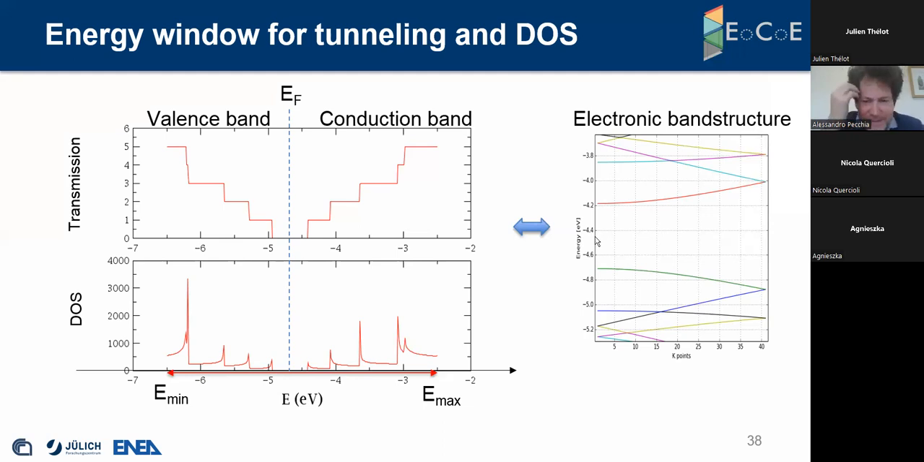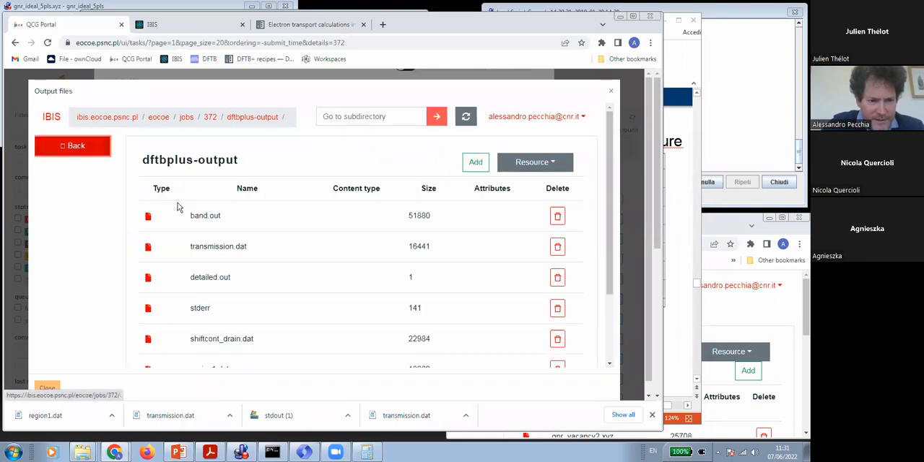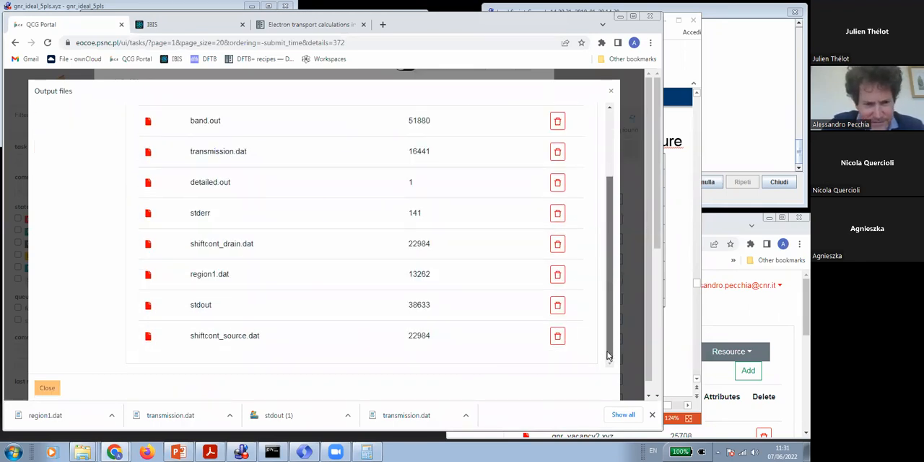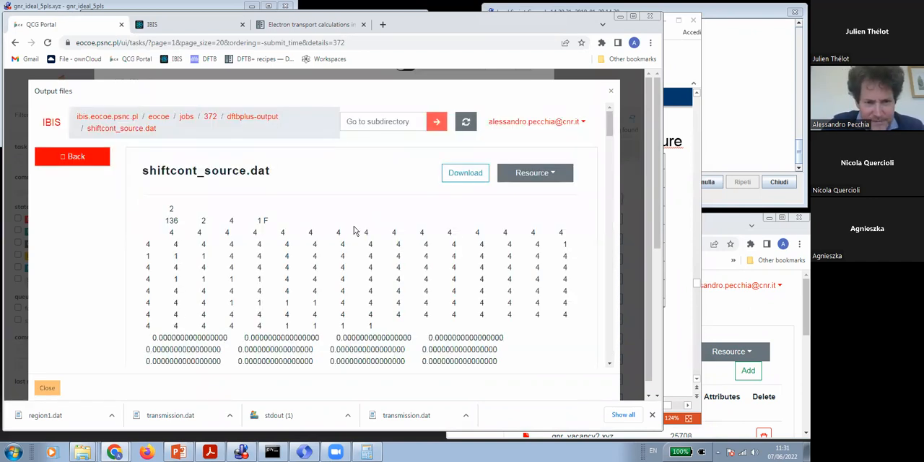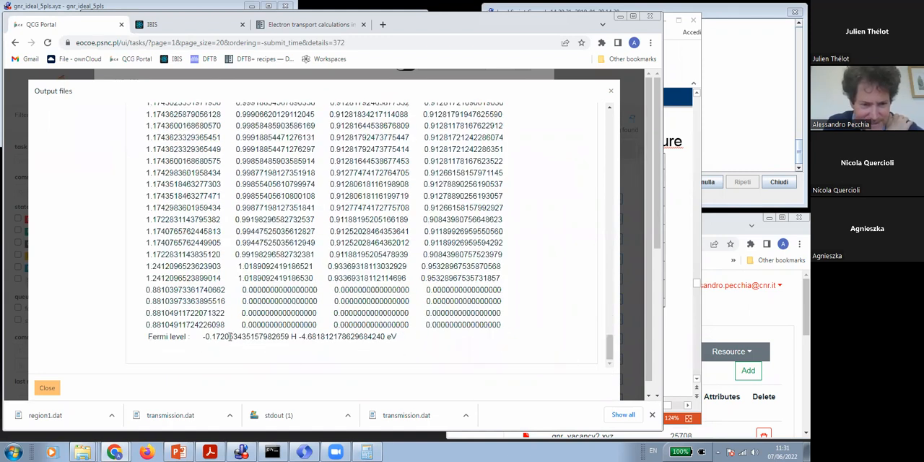Actually, this would be a number that comes out from the contact calculation itself. In fact, if you are patient enough, you could download the shift cont drain or shift cont source. For instance, let's have a look at shift cont source. Actually, this is shown in the window. And if you scroll down to the very end, you see that it also gives you the Fermi level. Okay, this is in Rydberg, in eV is minus 4.68, whatever. And this is the mid-gap Fermi level. These numbers are actually read later on by the FTB when it does the transport calculation. That's why you don't need to report that in the interface, for instance.